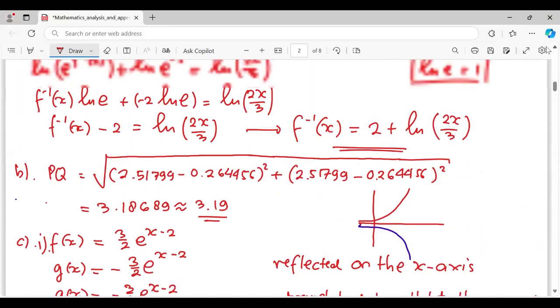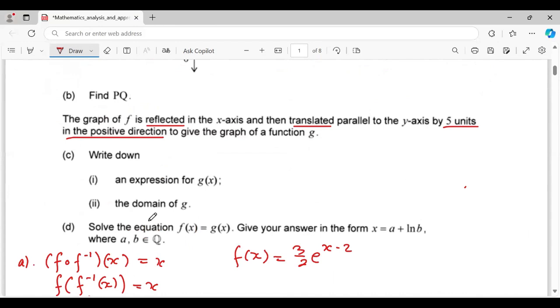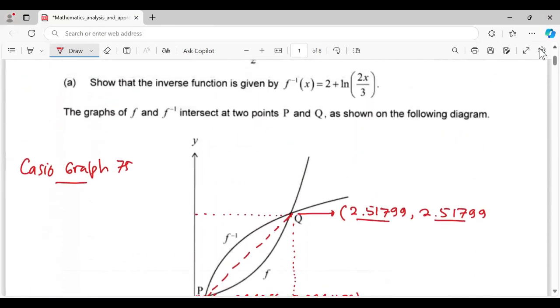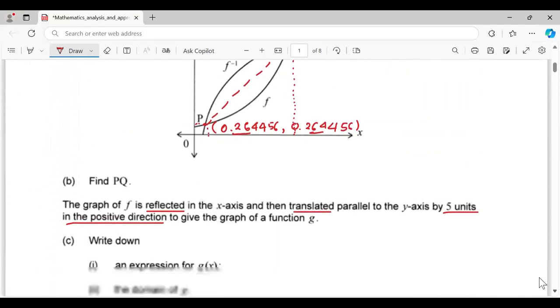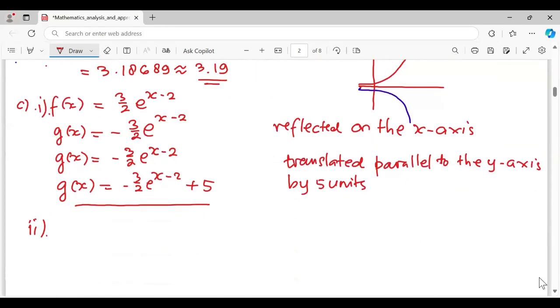Based on the information, this is the domain: x in the interval 0 to 4. On the x-axis, 0 here and 4 here, this is the domain. How about the range? The range here is 0 to unlimited.